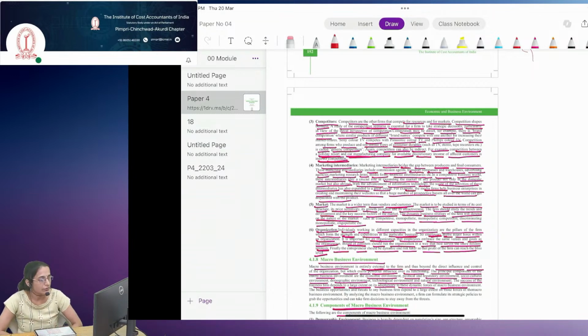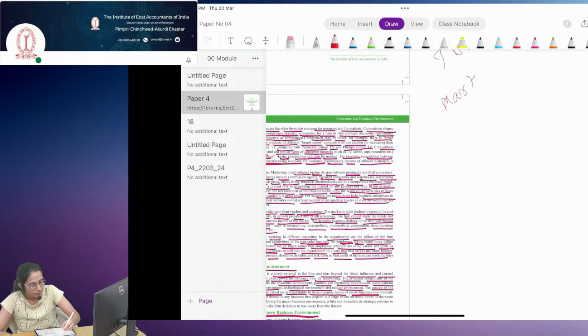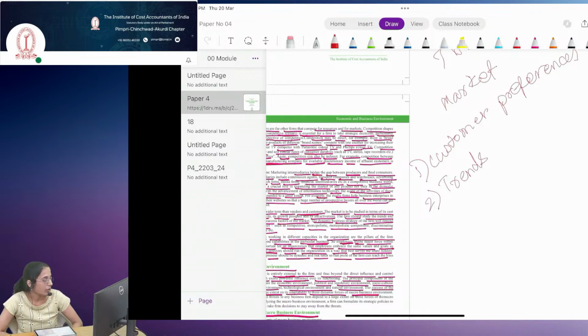Every firm does research of the market. There are some people who are constantly doing research on the changes in the market. What could be the changes in the market? What are the customer preferences, and how are the customer preferences changing? Then the second thing could be the trends in the market. Trend means what? If I am a cloth manufacturer, I would have to study the fashion, the changing trends in the market, right?